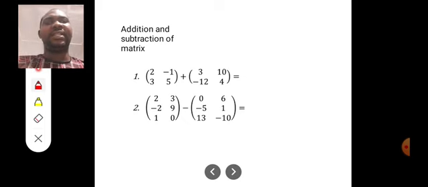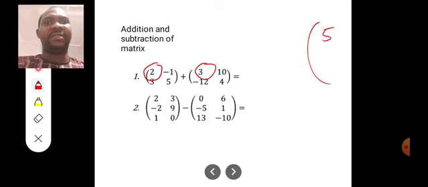Now, the next is that in addition of matrices, we add each element to the corresponding element in the other matrix. For example, look at these two examples here. Here we can see that 2 can only add to 3, and 2 plus 3 will give me 5.